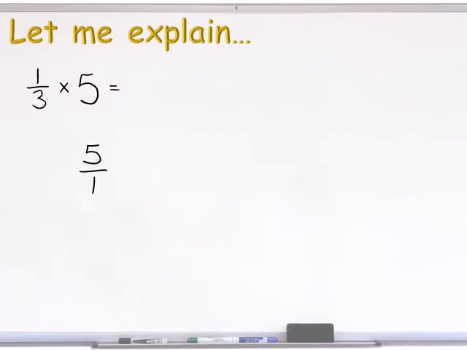Because now we've converted the whole number to a fraction, we can then work it out. And what we're going to do is 1 multiplied by 5 and 3 multiplied by 1.